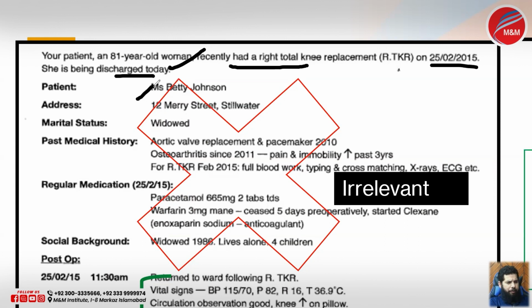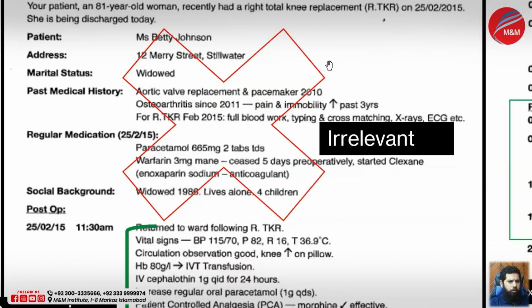Anyhow, the name of the patient, then the address and 'widowed' are not important. As you can see, there is a big cross on that part. It's not important here. Still, for your understanding, I'll just go through this one. The aortic valve replacement and pacemaker are not important. The osteoarthritis surgery is not important, right?